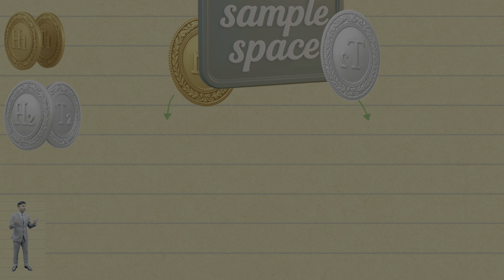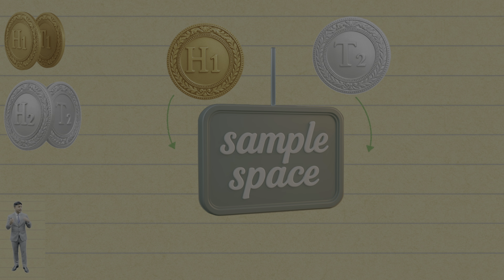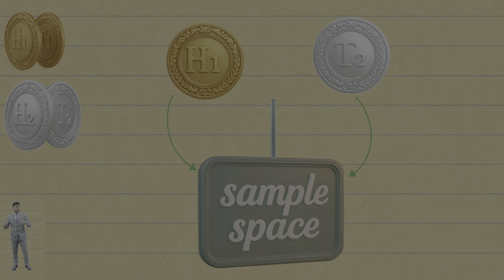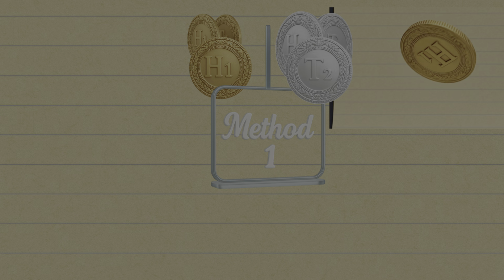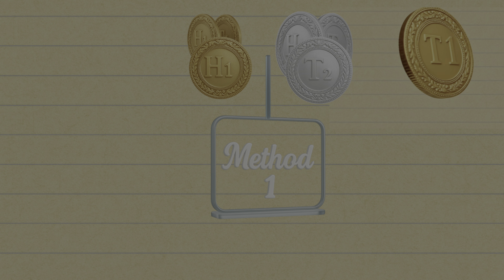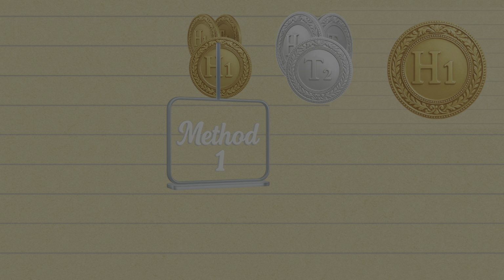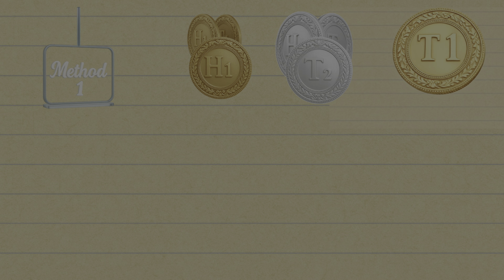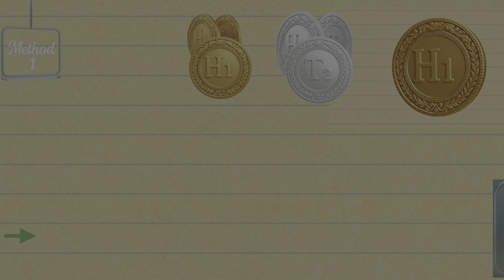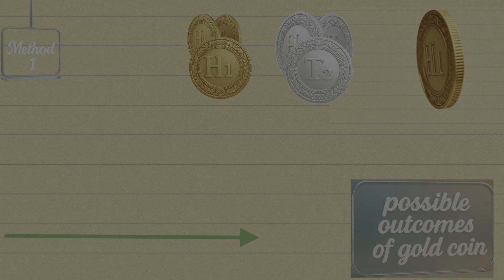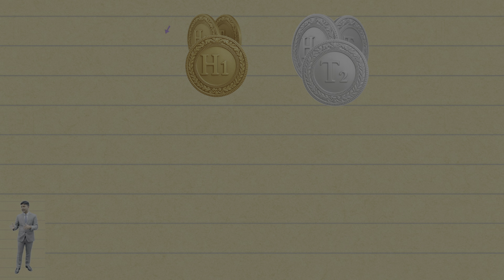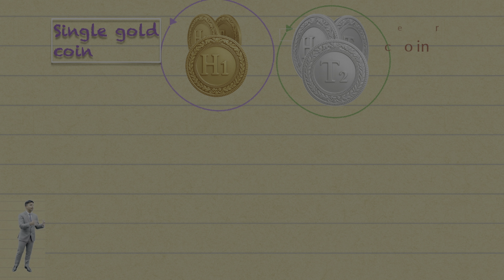Now we will determine the sample space for tossing two coins using two methods. In the first method, we toss one coin at a time and first list its possible outcomes. We begin by tossing the gold coin and listing its possible outcomes. As we know already, this is a single gold coin and this is a single silver coin.